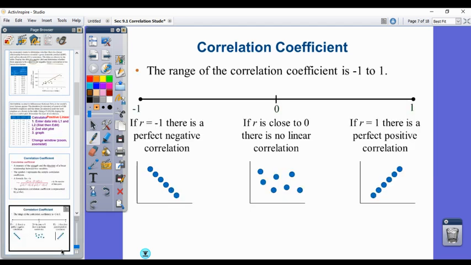Okay, so before I teach you those steps, what I want to bring your attention to is when R is close to -1, the stronger the negative correlation is. If it is exactly -1, then we have a perfect negative linear correlation. When R is close to 0, there's no linear correlation. And then the opposite of that, when R is close to 1, we have a perfect positive correlation, okay? So our range for our correlation coefficient is going to be between -1 and 1.